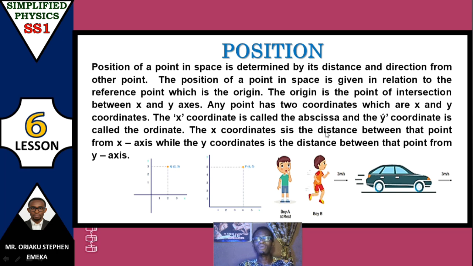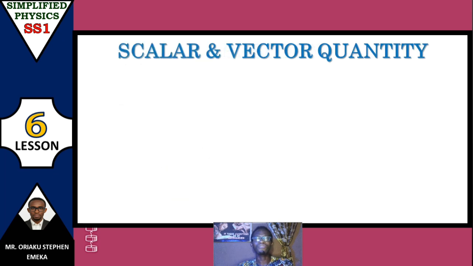So coordinates, we have the x coordinate and the y coordinate. The x coordinate is what we call the abscissa, and the y coordinate is called the ordinate. The x coordinate is the distance of that point from the y axis, while the y coordinate is the distance of that point from the x axis. So when we talk about position, it is the relation of a point from a reference point, and that reference point is usually the origin.